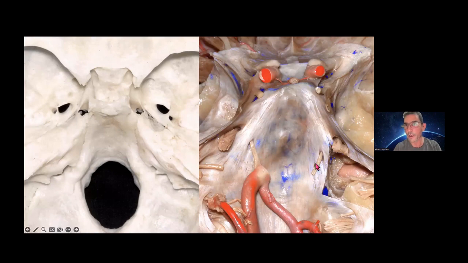This is the fifth cranial nerve, fourth, third, and this is the sixth cranial nerve, and the hole where the sixth cranial nerve perforates the dura in the clivus. But it is important to understand and to know that this is not the Dorello canal. The Dorello canal is here, inside the posterior wall of the cavernous sinus.